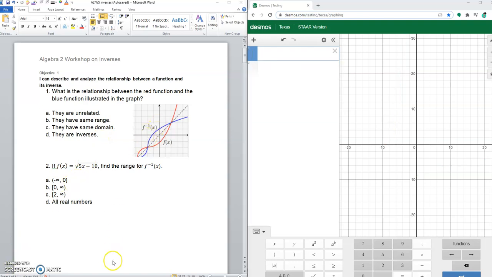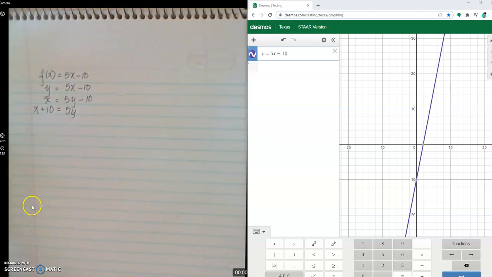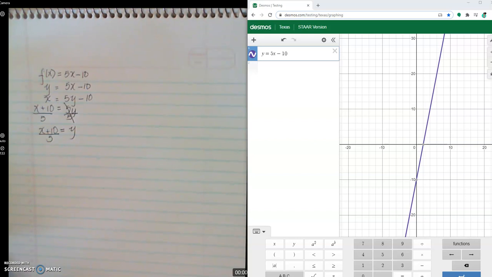Number two, if f of x is equal to square root of 5x minus 10, find the range of its inverse. We need to graph this. Okay, so this is the graph of your original function, and now we're going to solve for its inverse algebraically. Change f of x into a y, and then switch the y into an x and the x into a y. And then to find the inverse, you're going to now solve for y. Shortcut is to just put the negative 10 to the other side, making it become positive, joining the x on this side, and then we're going to divide both sides by 5 to isolate the y. And now your new y, or your inverse function, is x plus 10 over 5 equals y.